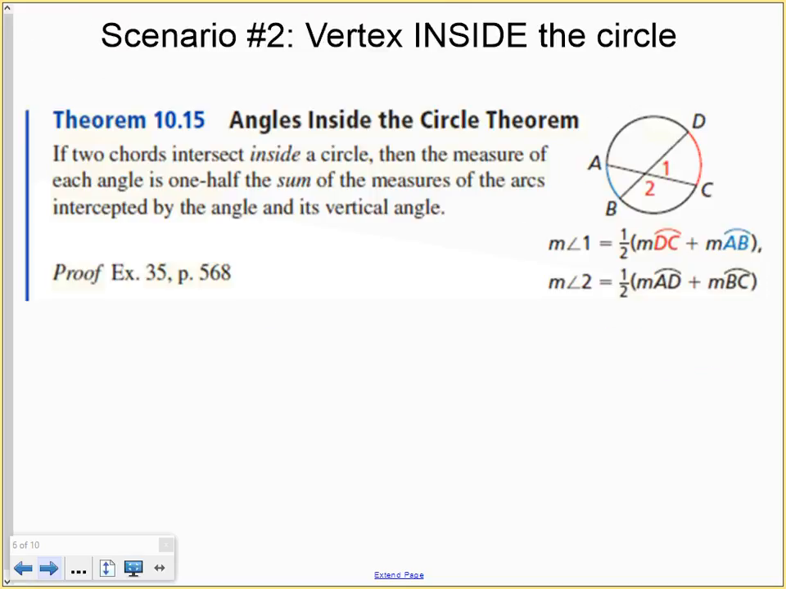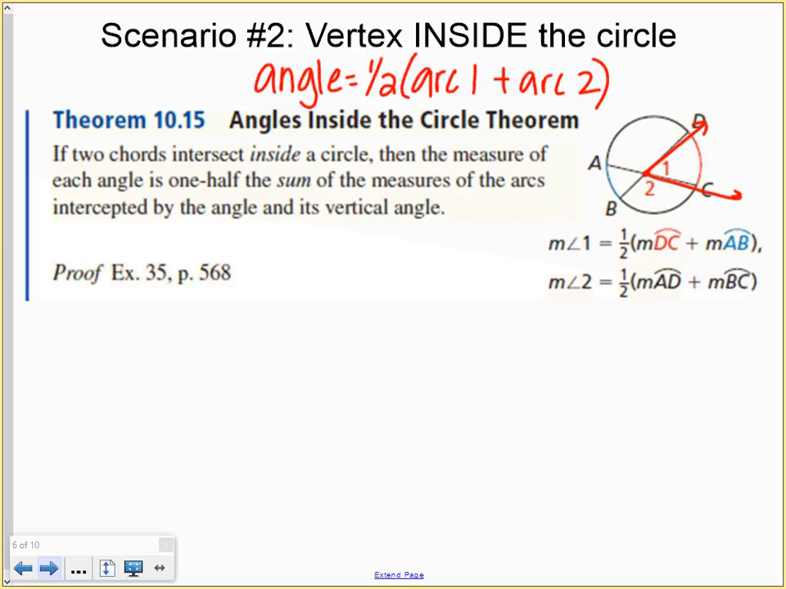What happens if the lines cross inside? And I'm being asked to find angle 1. What we're tempted to do is take whatever this red arc is and cut it in half. But that's not how it works anymore, because this is not an inscribed angle. If that vertex is not on the circle, you cannot just cut the arc in half. It doesn't work that way. If it's inside the circle, then the angle measure equals 1/2 the arcs added together.